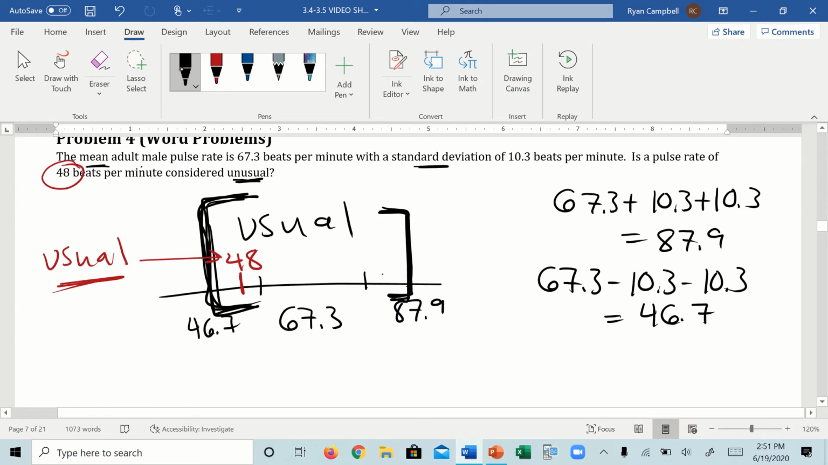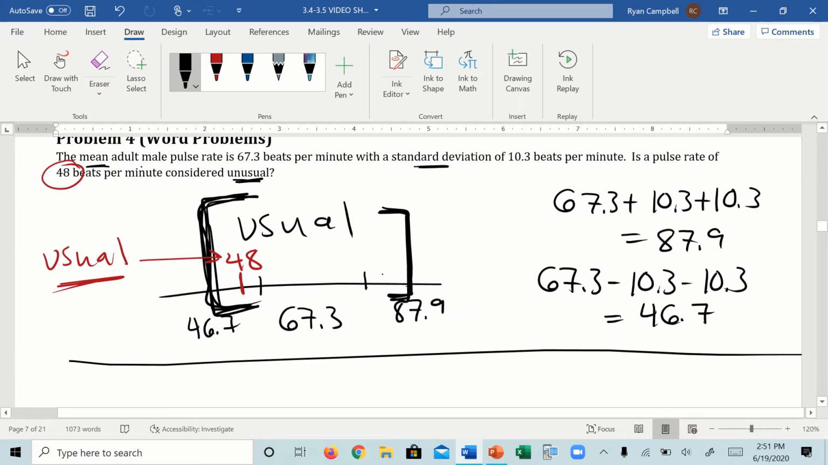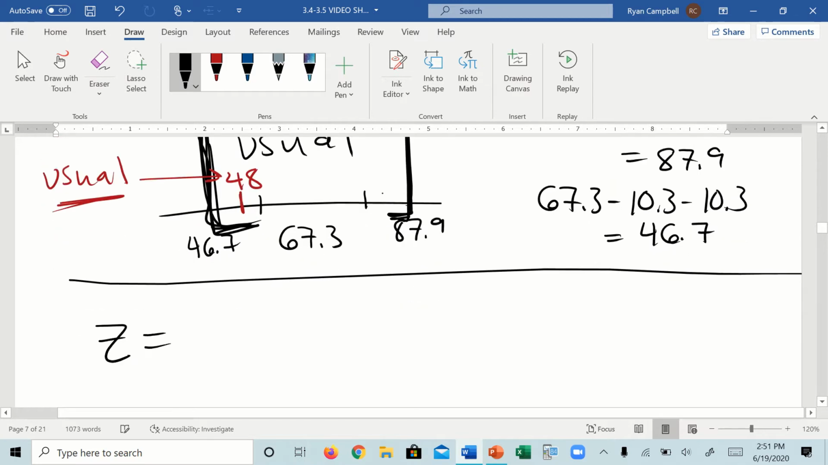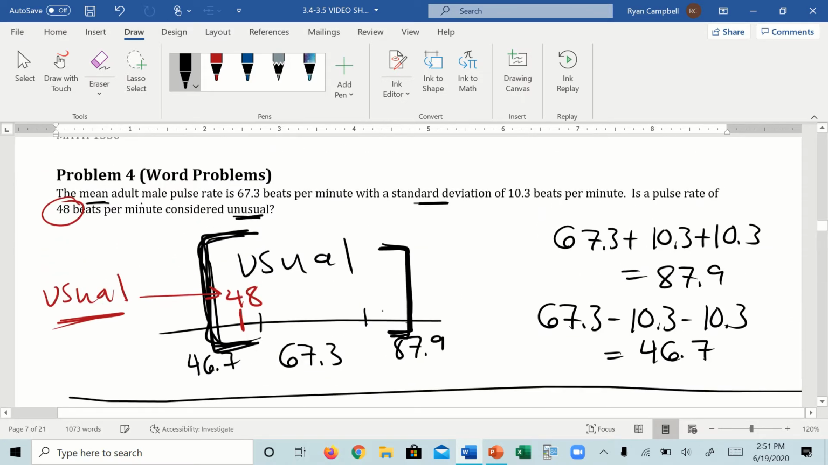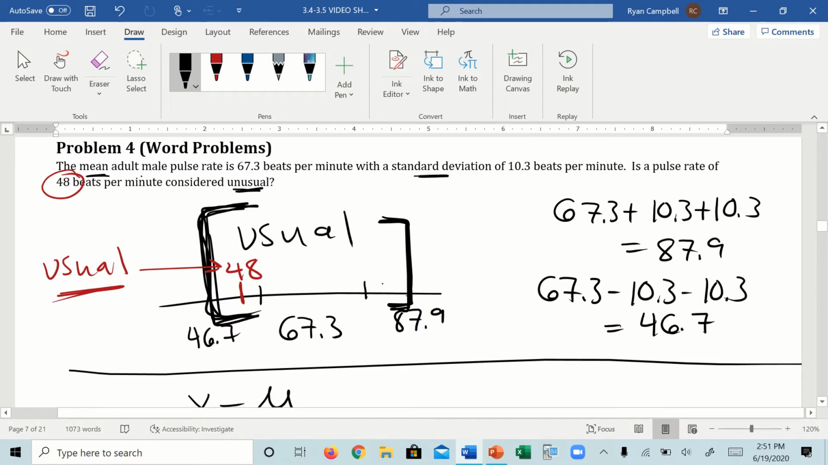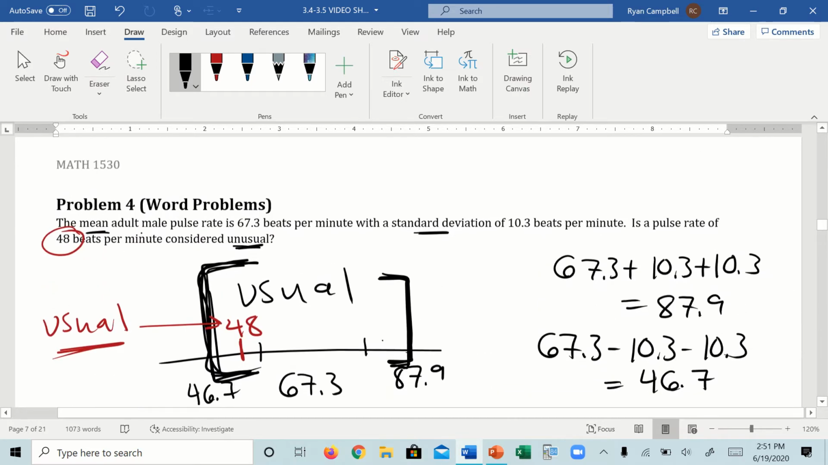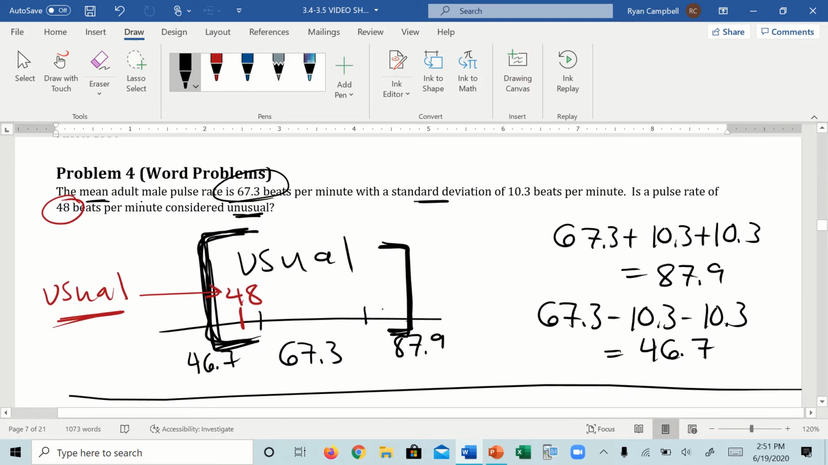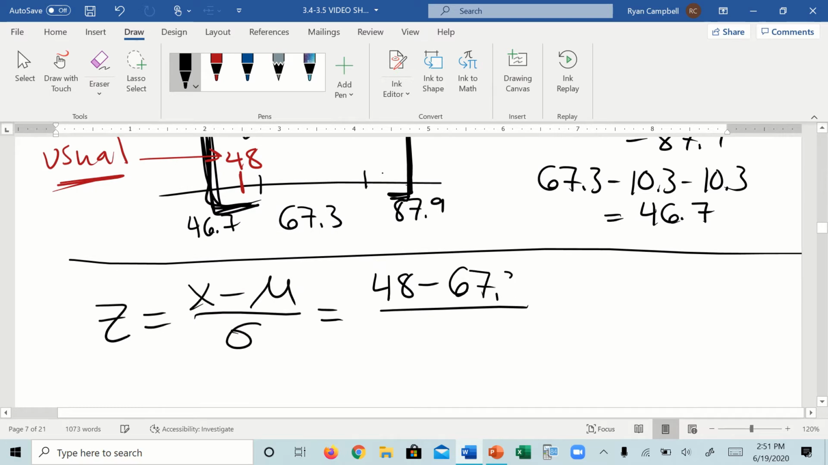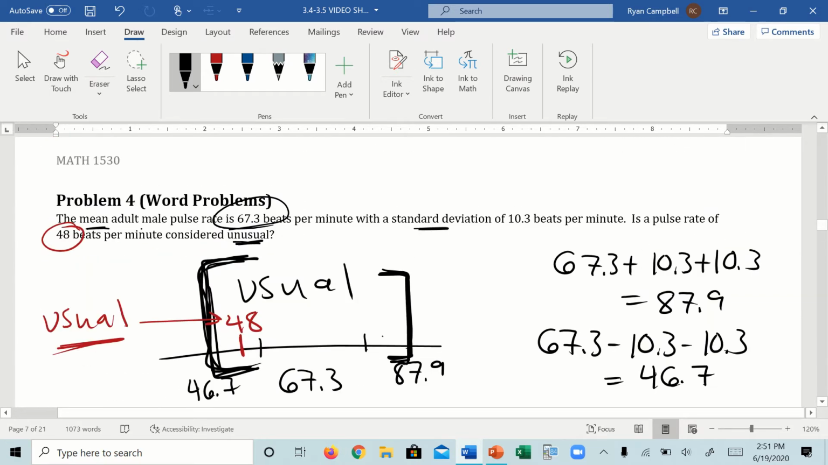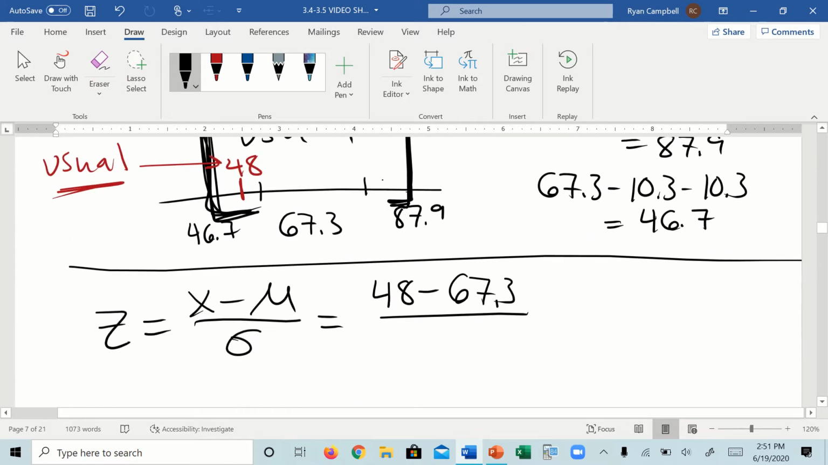All right. Likewise, if we want to do problem 4 the other way, right, we just need to figure out what the z-score is. So it's the value minus the mean divided by the standard deviation. This time we want to know, is 48 considered unusual? So 48 is our value, minus our mean. The mean is 67.3. And then divide by the standard deviation, which is 10.3. So when you subtract and then divide, you end up with about -1.87.